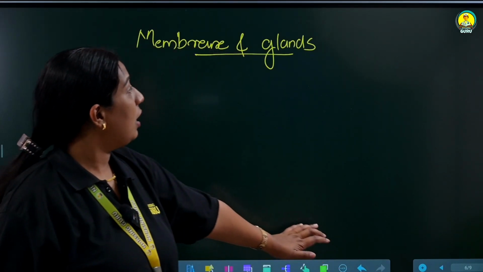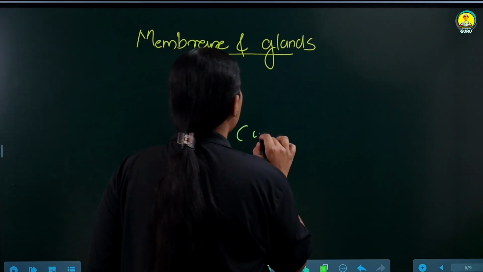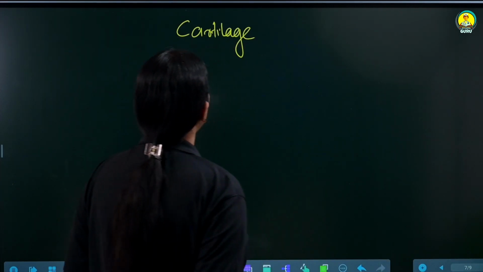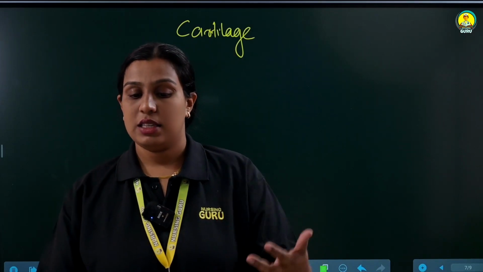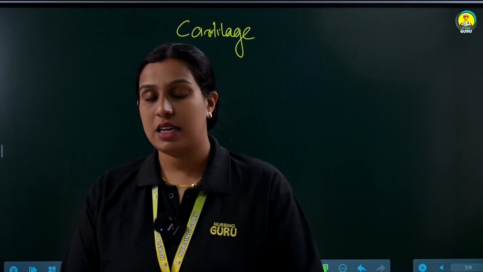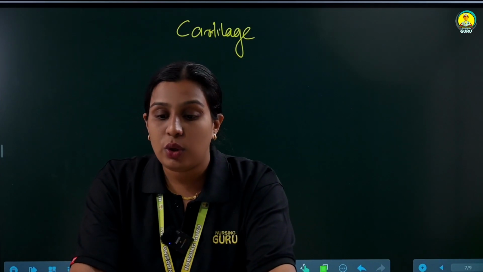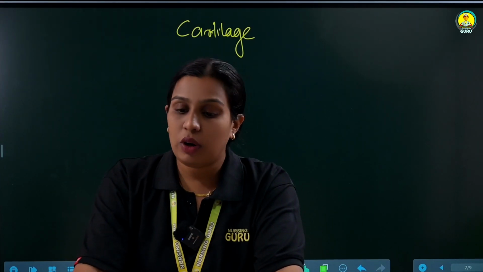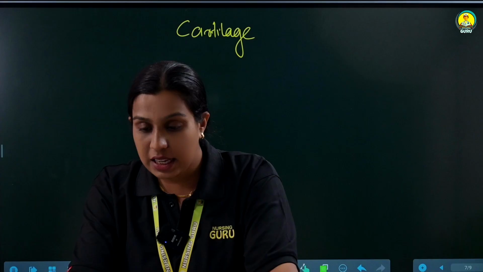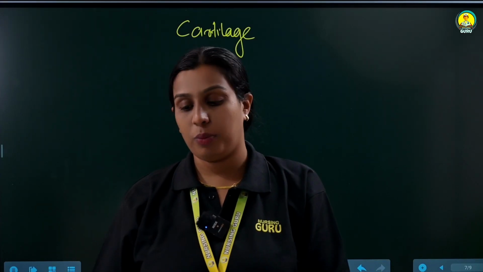Next is the description of the cartilage. That is also included in this unit. What is cartilage? And describe the types of cartilage. It may be asked as a question, and you need to identify the major surface and body landmarks in each body region, organization of the human body.